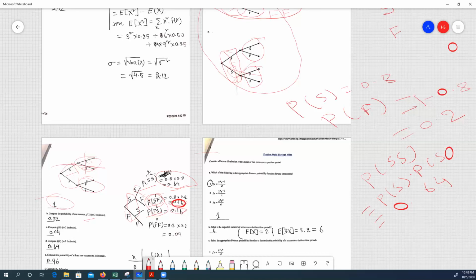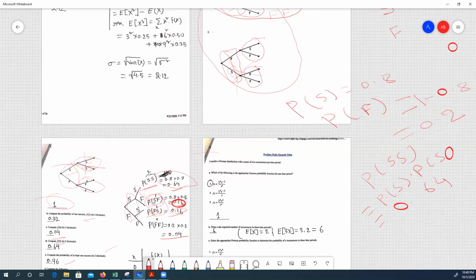This is problem C. Compute F of 0. F of 0 means no success. So that's when both are failure. So the probability is 0.04. And F of 2 means the probability of two success. So that means SS. The probability is 0.64. Now compute the probability of at least one success. So you have to find the probability that the outcome has at least one success. So that means this one, and this one. And the total probability is 0.64 plus 0.16 plus 0.16. So it will be 0.96.